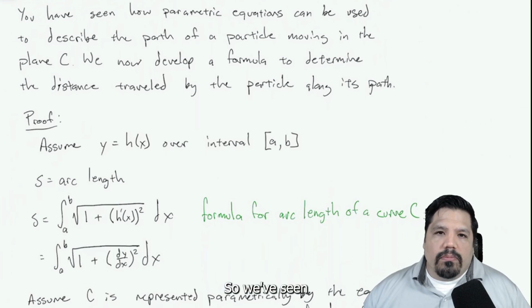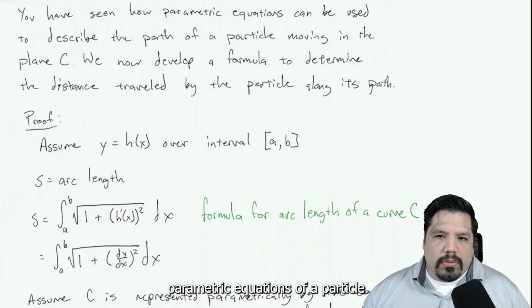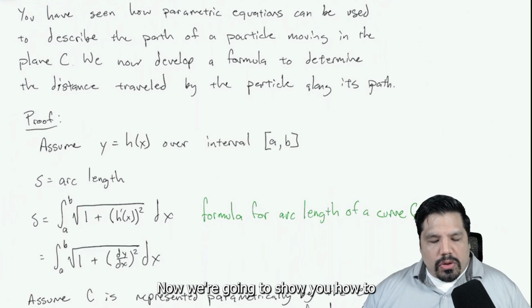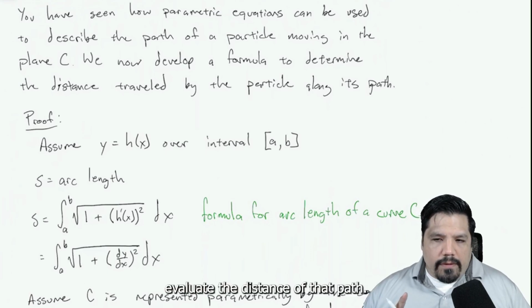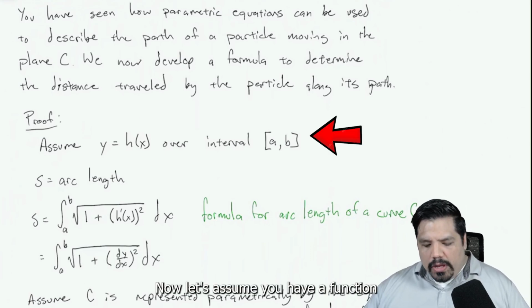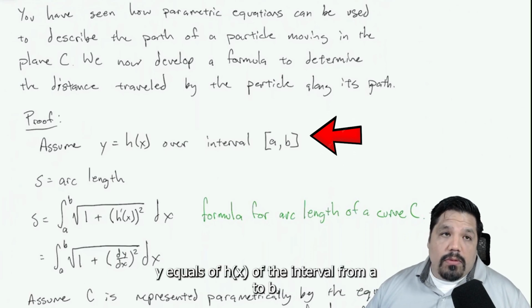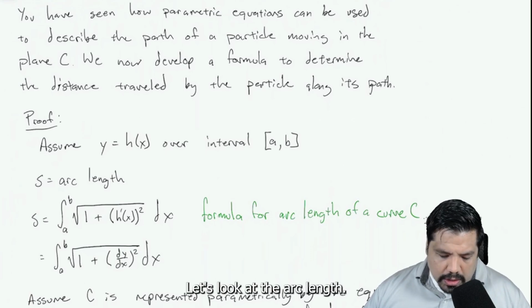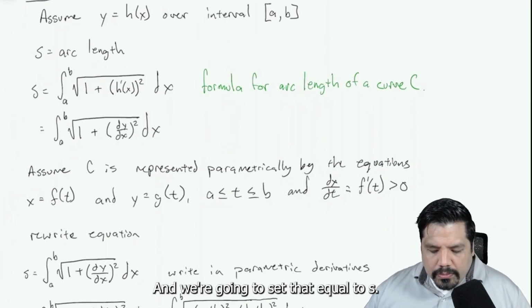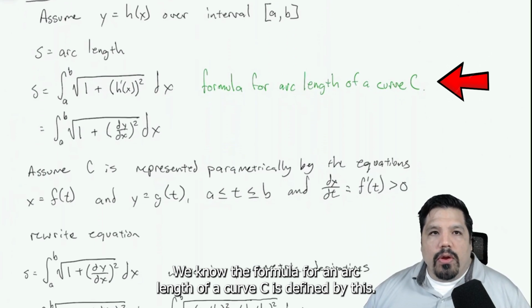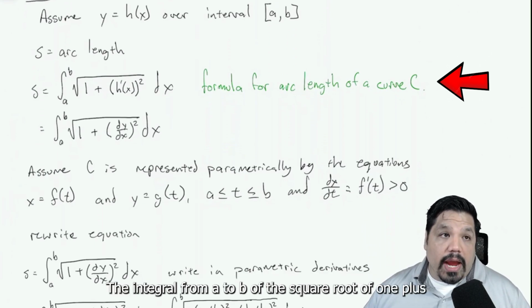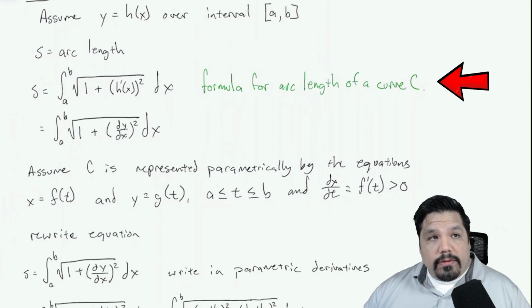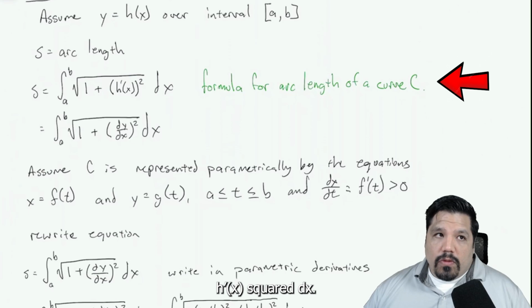So we've seen parametric equations of a particle that's moving on a plane C. Now we're going to show you how to evaluate the distance of that path. And here's the proof. Let's assume you have a function y equals h of x on the interval from a to b. Let's look at the arc length, and we're going to set that equal to s. We know the formula for the arc length of a curve C is the integral from a to b of the square root of 1 plus h prime of x squared dx.